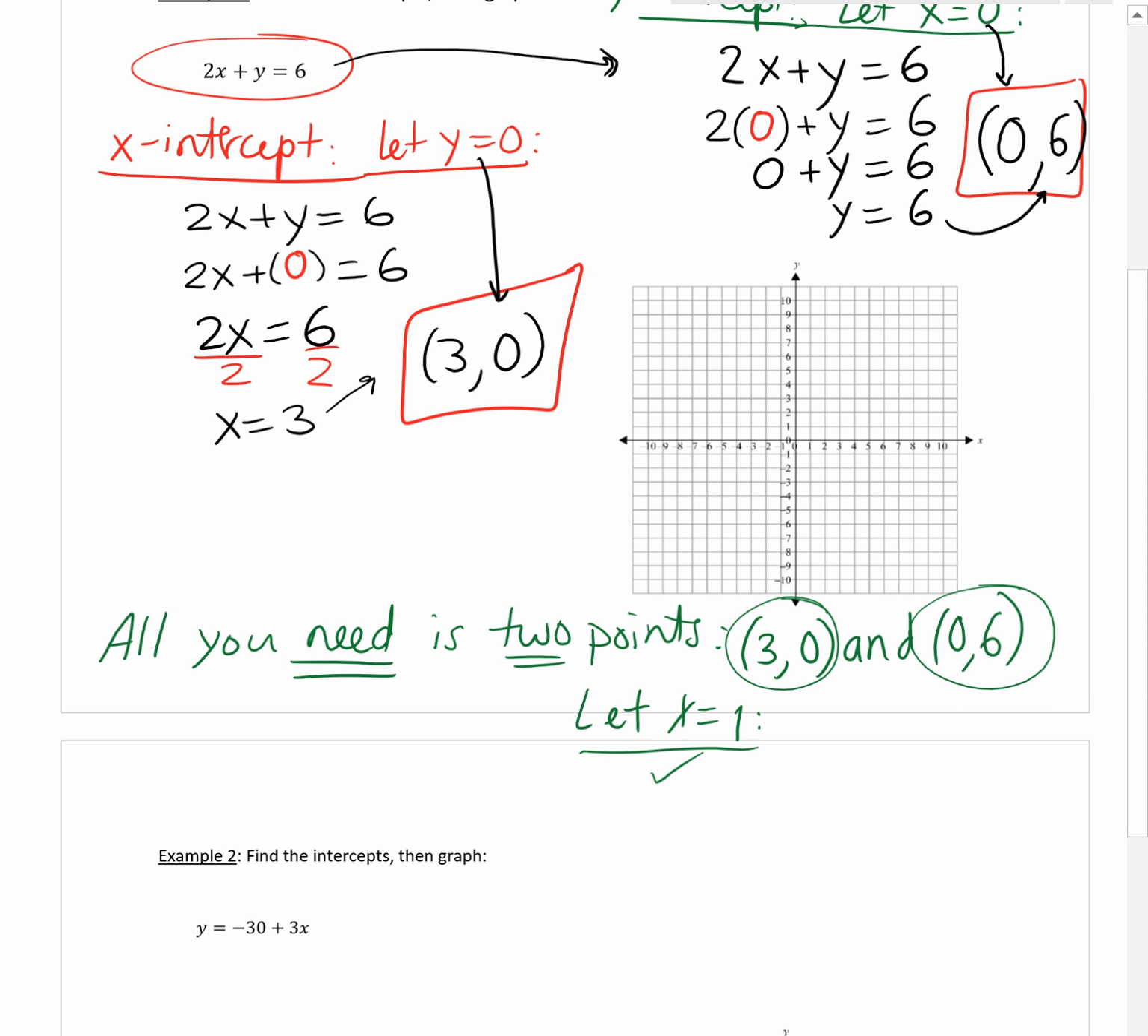All right, so I'm going to start off with this point here, (3, 0), that we found. That's the x-intercept, so it's no surprise that it hits right on the x-axis. The other point I found was (0, 6). That guy hits here, and again, that's the y-intercept, so it's no surprise that it hits the y-axis. And all I need to do is connect the dots, and then we're done with that problem.